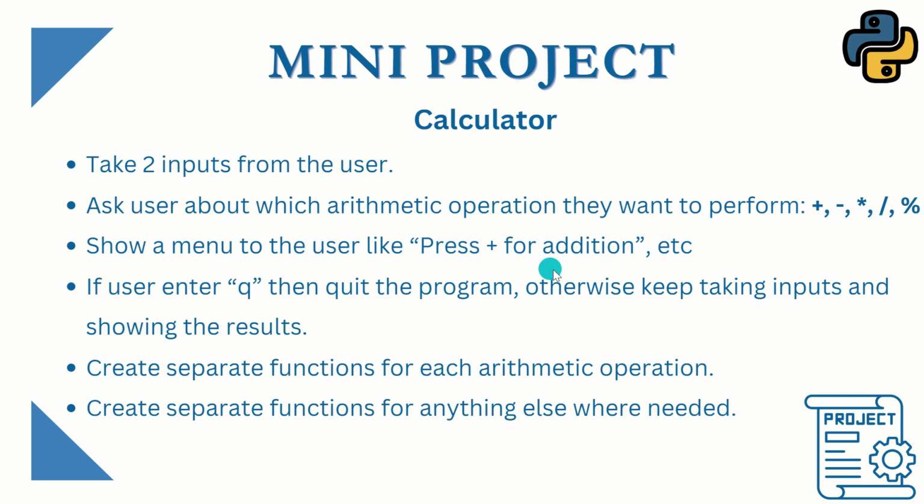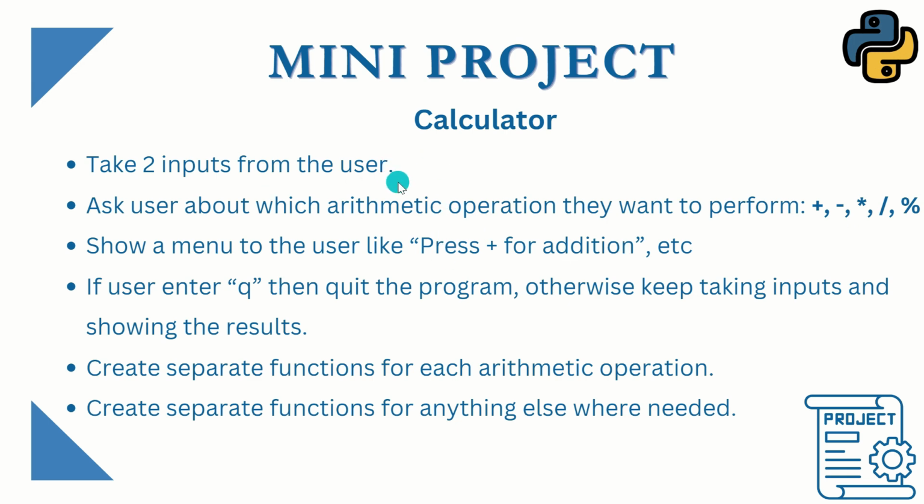For example, we'll say press plus for addition, minus for subtraction, asterisk for multiplication, and so on and so forth. Okay. And also we'll say press Q to quit, right? So if the user enters Q, then the program will be finished. But for example, it will start by entering two numbers. The user enters 5 and 6. Then we'll ask the user to enter any operation. The user enters plus. So it will show the addition of the two entered numbers.